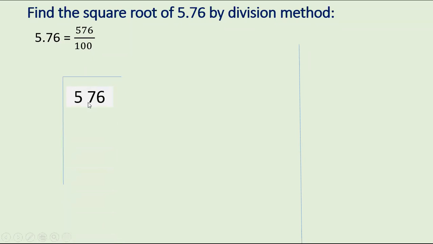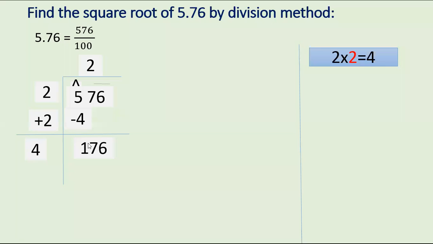Now, first we have to solve the numerator. There is a pair of 76 and there will be a cap on 5. So we get 2 into 2 is 4, and on the left hand side, 2 is going to be added over here. So here 5 minus 4 is 1.